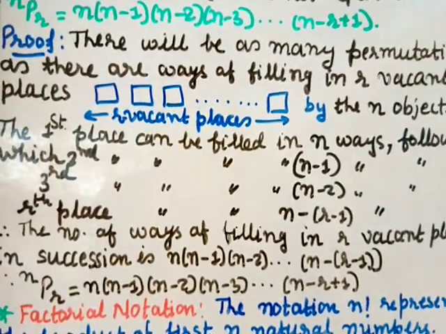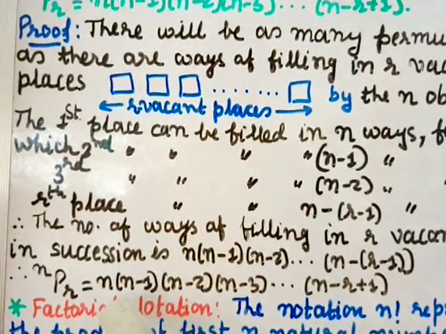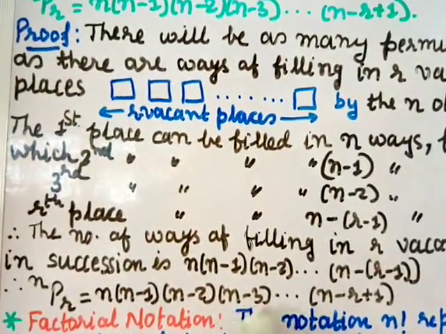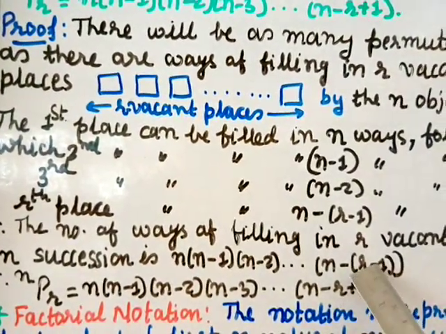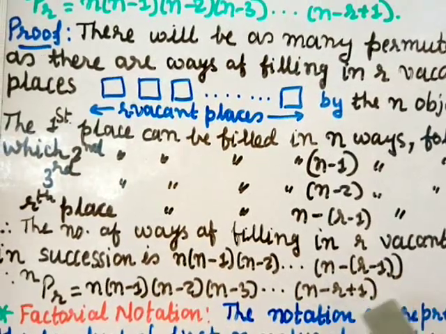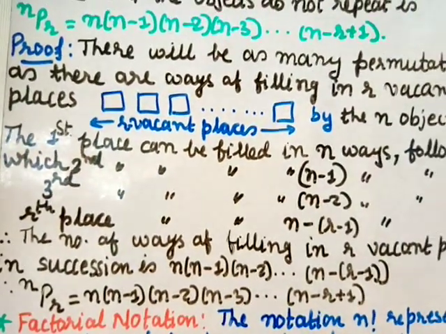Therefore, the permutation nPr is given as n into (n minus 1), (n minus 2), (n minus 3) up to (n minus r plus 1). Because of this minus, it will become plus. So this is the formula, or the proof, of theorem 1.